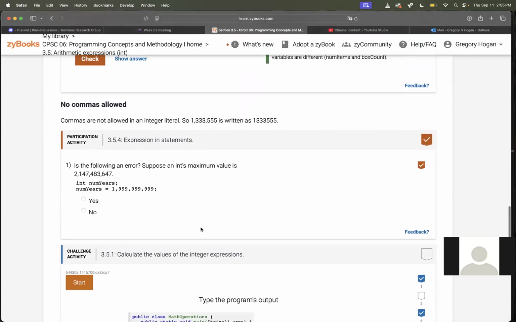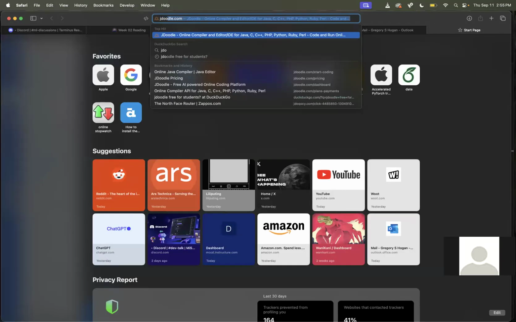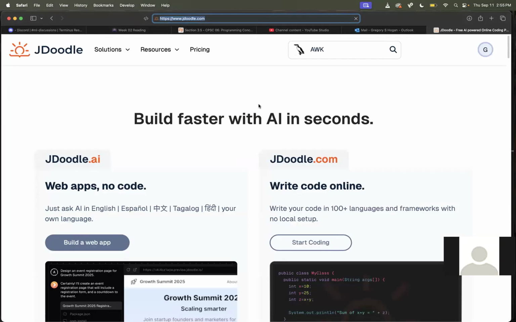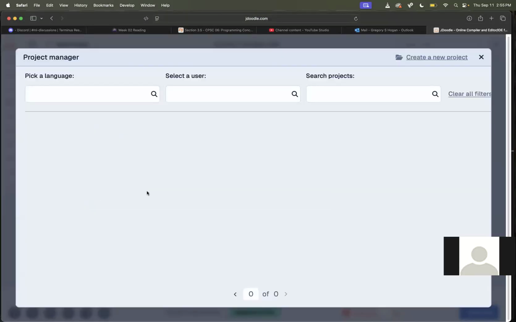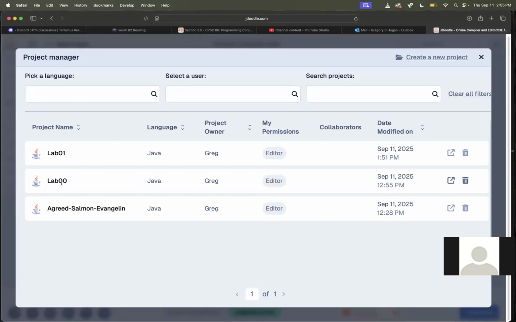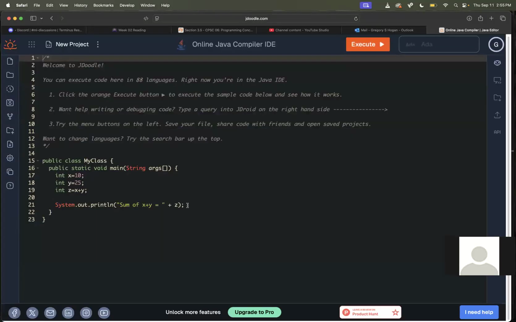Another thing is you can't use commas, right? So this value right here is 2 billion something, but you're not allowed to write it that way in Java. I'm going to go to JDoodle. Now that I have this, I can go here, open my project. Let's do this one. Click here. So here's just a blank project.